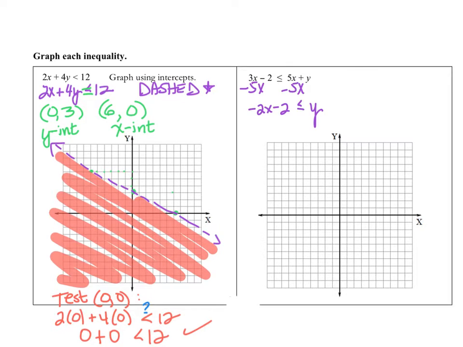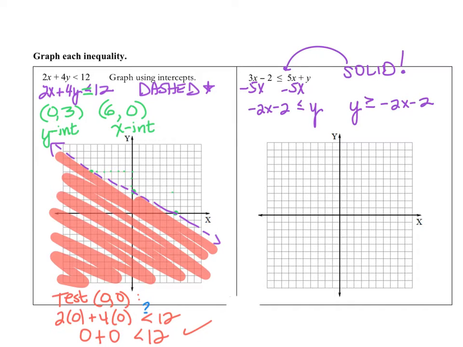And I'm also going to make a note here. This is going to be a solid boundary because of the equal to in the inequality symbol. So now if I rewrite this, this is saying that y is greater than or equal to negative 2x minus 2.